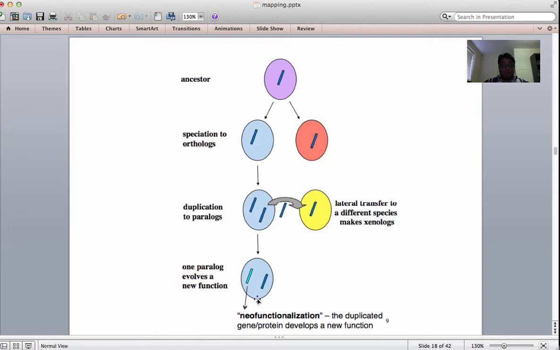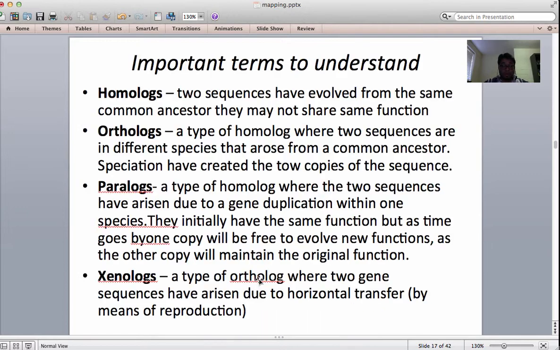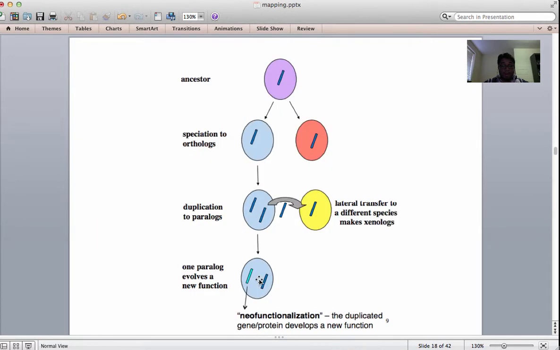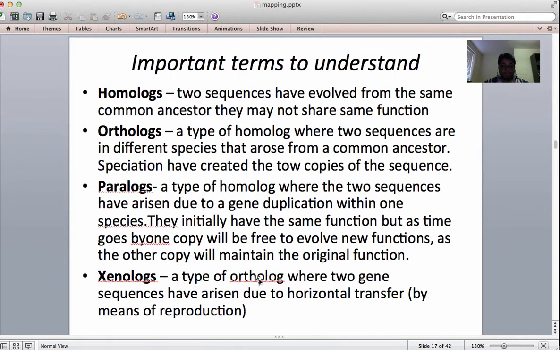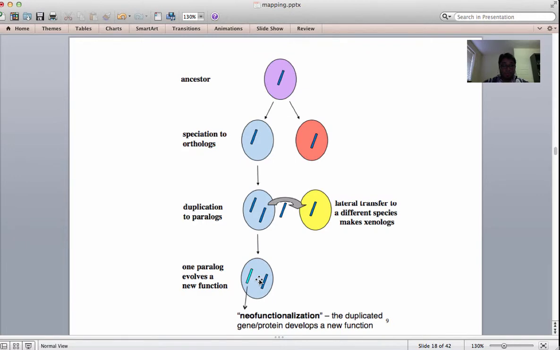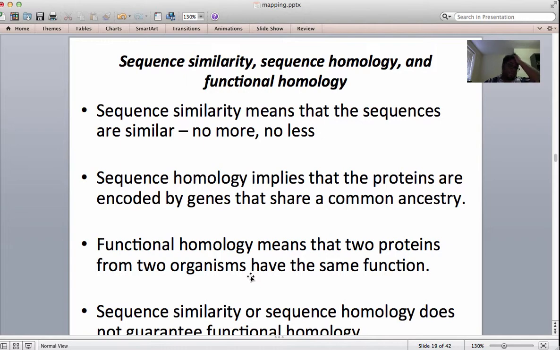And another one is the paralogs, where it's called neo-functionalization, where the gene evolved into a new function, for example, myoglobin and hemoglobin.